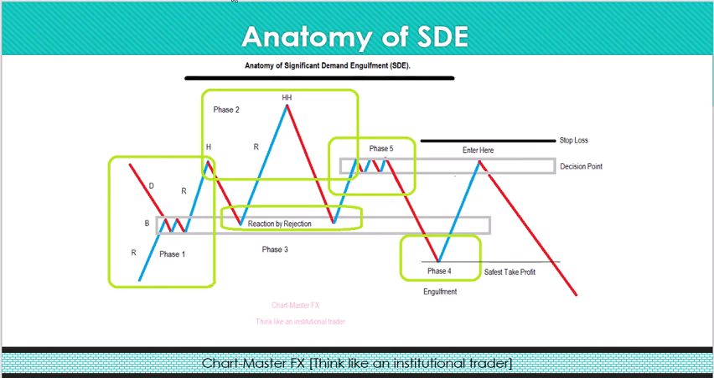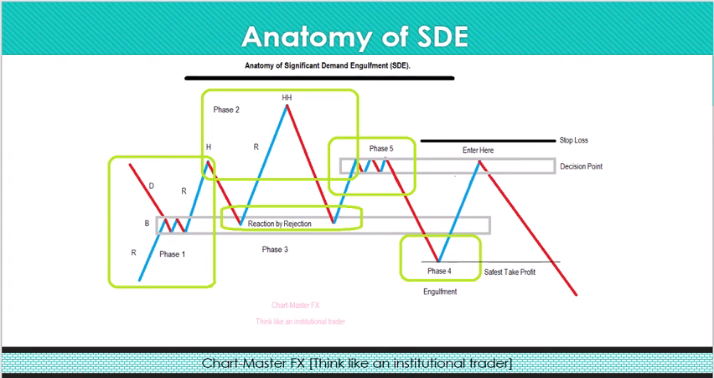On phase number 3, guys, you can see that as the price was coming back to this base, the base was able to hold the price, and the price went up to create a higher high. Then you can see that the price was able to drop and it came to this base again. This is what we call reaction by rejection. You need to identify this phase. It is very important.